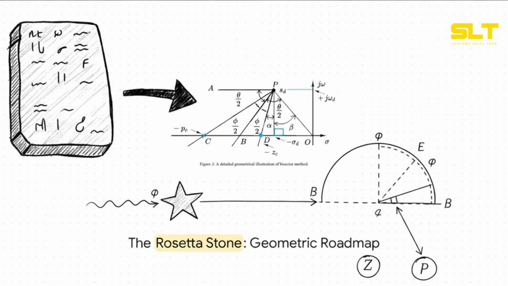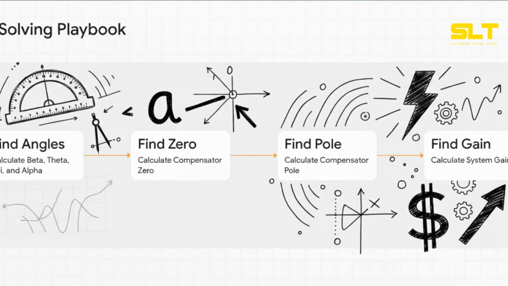To find exactly where those points land on the real axis, we simply have to solve for 4 angles: beta, theta, phi, and alpha. So, if you're taking notes, here is your definitive playbook for solving any bisector method problem. Step 1. Use trigonometry to find those 4 key angles. Step 2. Use angle alpha to pinpoint your compensator zero. Step 3. Use your remaining angles to lock in the compensator pole. And Step 4. Calculate the raw system gain you need to power the whole shebang.